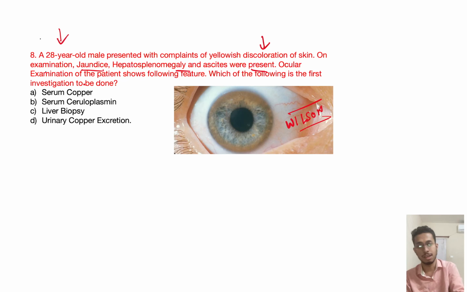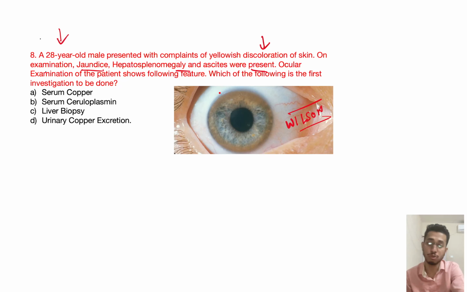The presentation was a swollen liver as well as ascites development, that is, chronic liver disease has already progressed to the portal hypertension stage, which led to the development of ascites in this patient, and ocular examination is shown below. So, which of the following is the first investigation to be done? Now, is ocular examination enough to diagnose Wilson's disease? No, this is not enough to diagnose Wilson's disease.